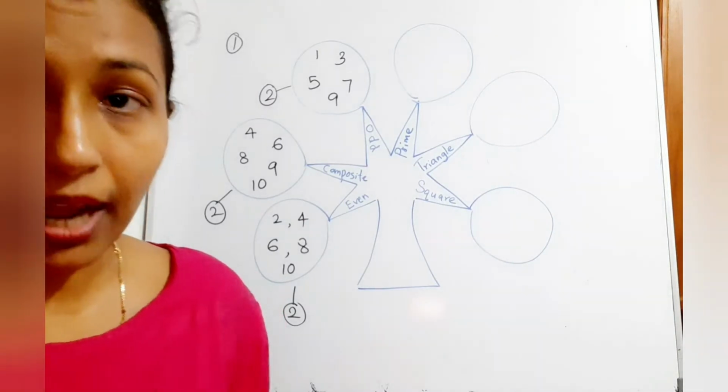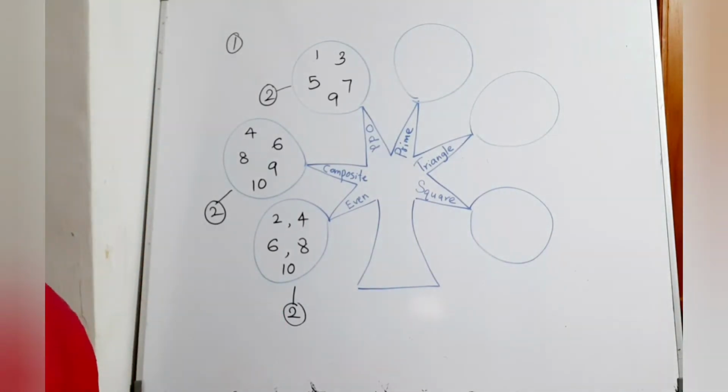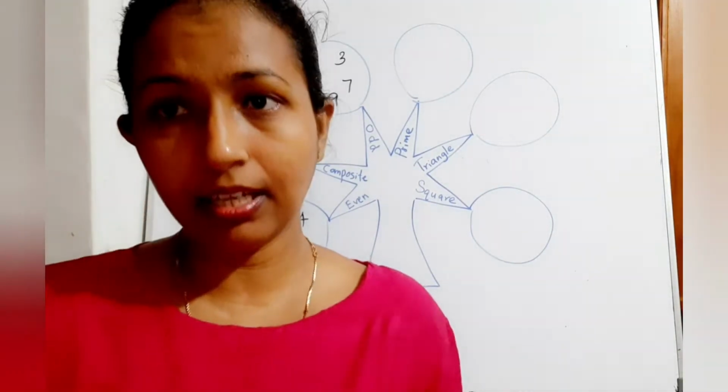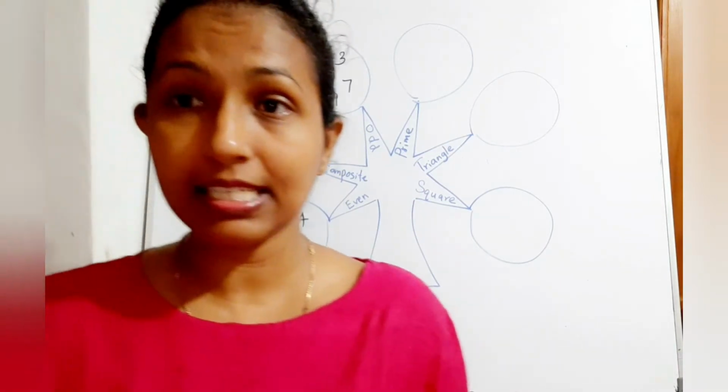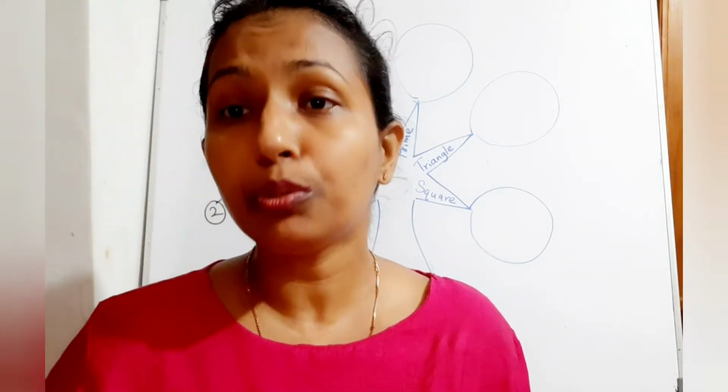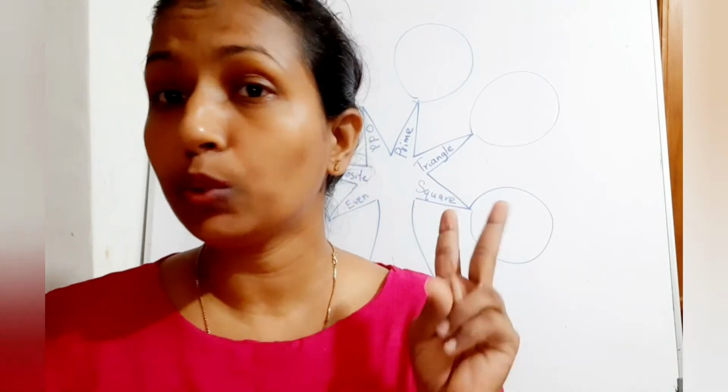Then the prime numbers. What do you mean by prime numbers? Prime numbers means the numbers which have only 2 distinct factors. Only 2 distinct factors.